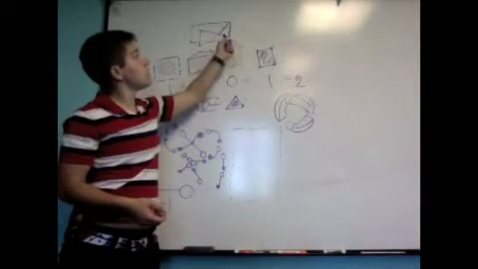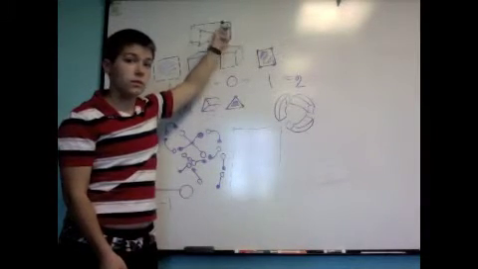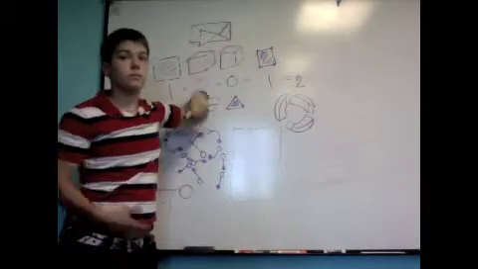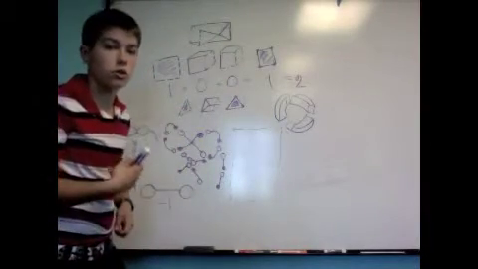Then this, well, this is a cycle. It has as many edges as it does vertices. So they all go back to 0.